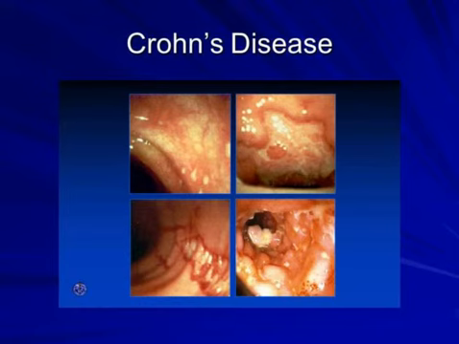As with UC, there can be a wide spectrum of disease severity. Up here in the upper left, mild Crohn's with a few scattered aphthous ulcers and some normal intervening mucosa. In these two pictures, more moderate Crohn's. Here you see a pretty significant punched out ulcer and a linear ulcer. And down here on the lower right, severe Crohn's with extensive ulceration, deep ulcers, some patchy normal mucosa leading to what we refer to as a cobblestone appearance.